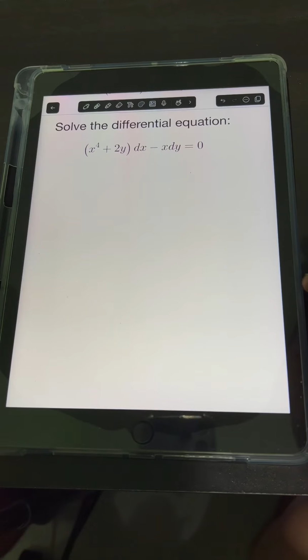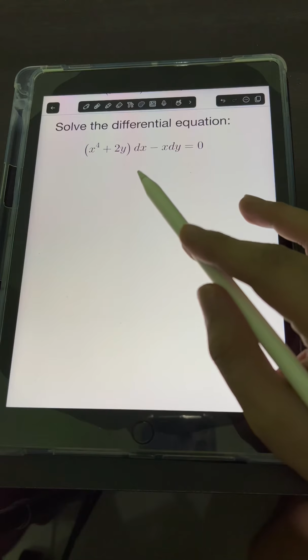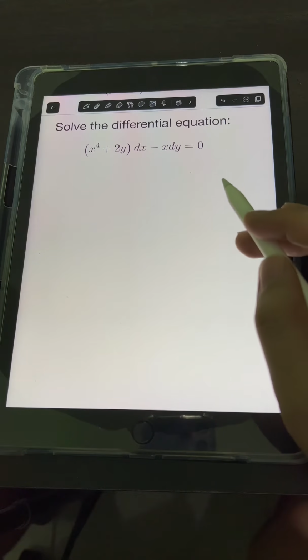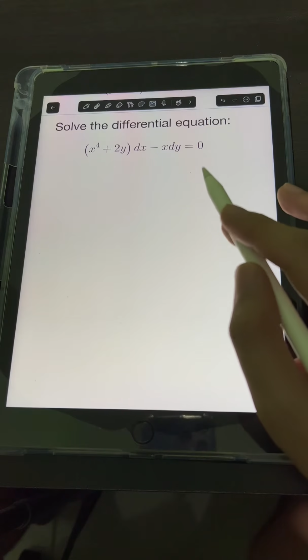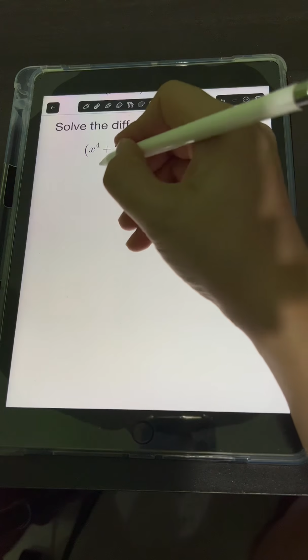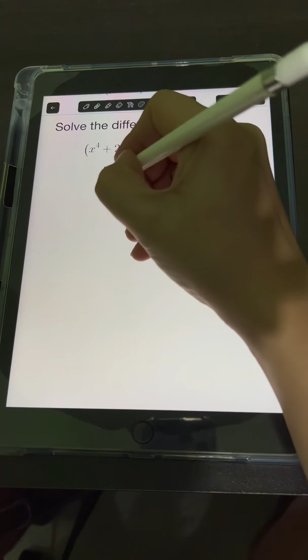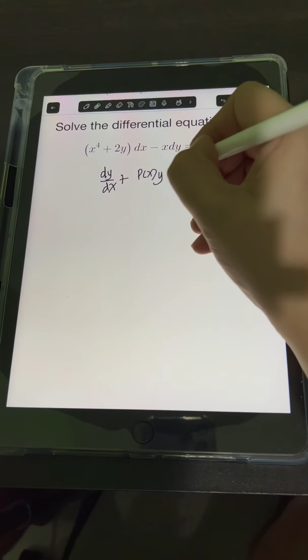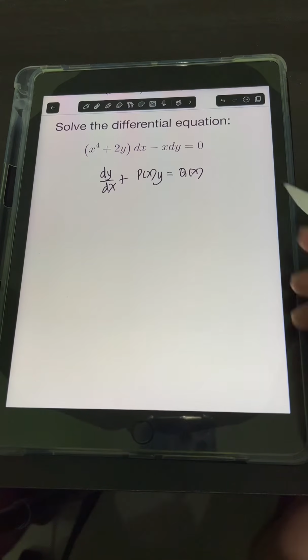Let's solve this problem. Solve the differential equation (x⁴ + 2y) dx − x dy = 0. So this type of DE is actually a linear DE.